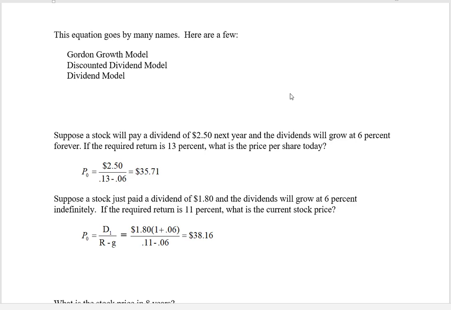Notice the difference in the wording. In the first problem, I said we'll pay a dividend of $2.50 next year. In this last one, I said a stock just paid a dividend of $1.80. Those are some clues to determine whether I've given you D1 or D0. In the first one, I gave you D1, and in the second one, I gave you D0.